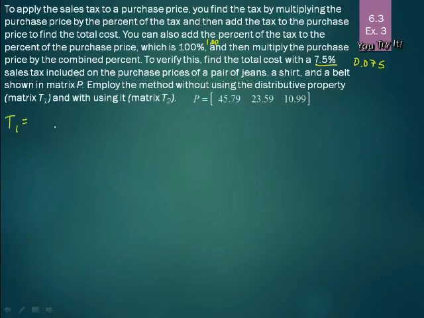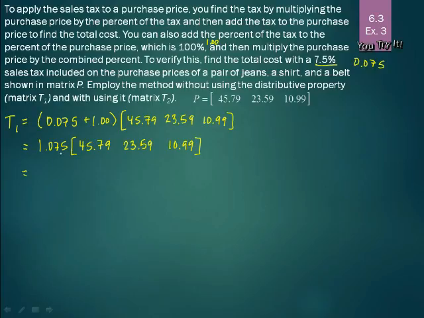So let's actually do it without the distributive property first. Without the distributive property, we could just add the percent of the tax, 75 thousandths as a decimal, plus 1. And then we could just multiply that by the matrix. The way that we would do this without distributing is we just add together what's in parentheses. So 1 plus 75 thousandths is just 1 and 75 thousandths, and then multiplied by our matrix.